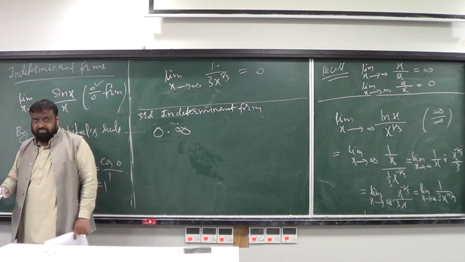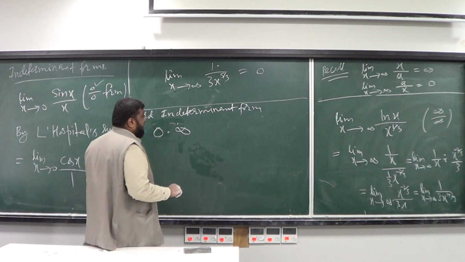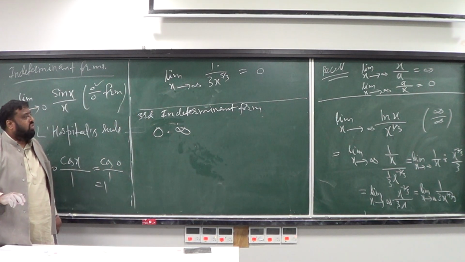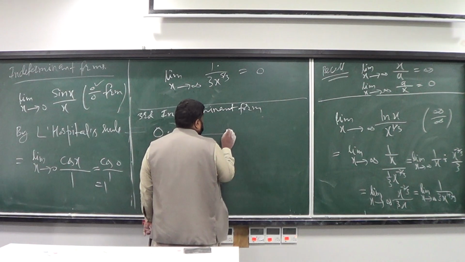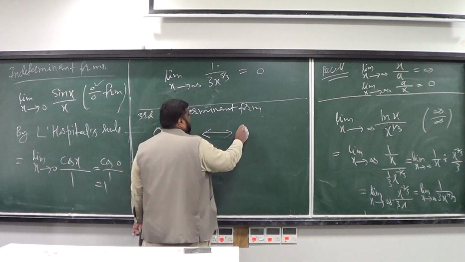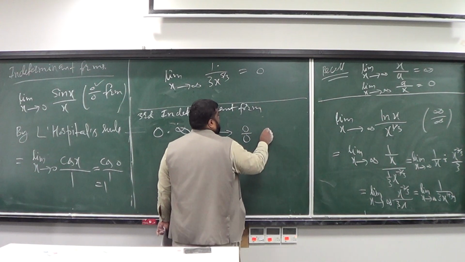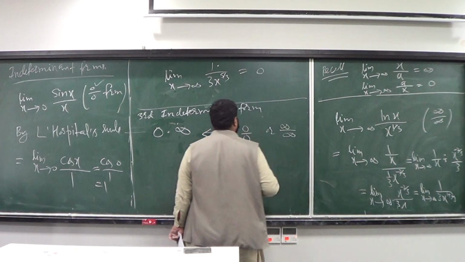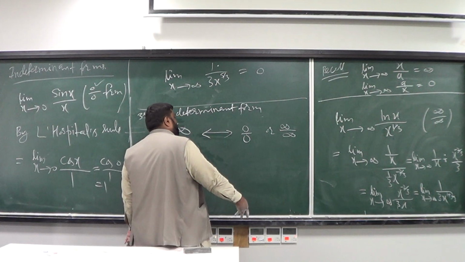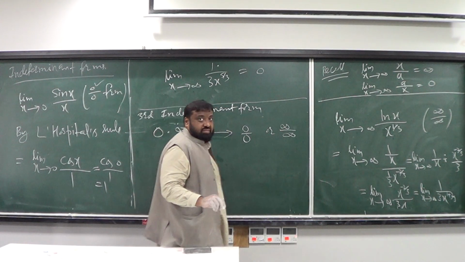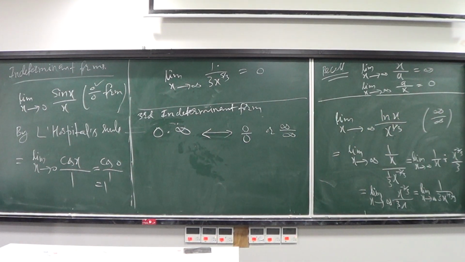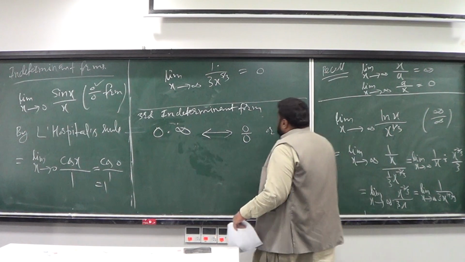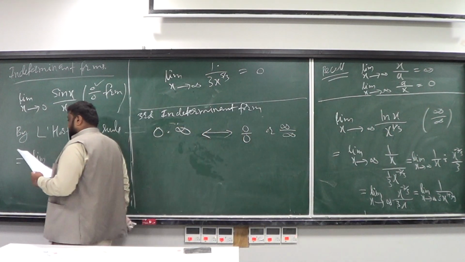How to deal with it? In order to deal with this third kind of indeterminate form, what you need to do is try to convert it into either 0 by 0 form or infinity by infinity form, and then apply the L'Hopital rule. So this is what you have to do. Convert it to 0 by 0 form or infinity by infinity form, and then do it.